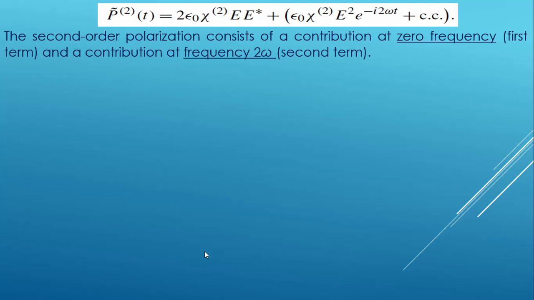So that means the second order polarization consists of a contribution at zero frequency, that is the first term, and a contribution at a frequency 2 omega in the second. Now let us see the RHS of the equation. In the RHS of the equation we have 2 terms primarily. The first one is 2 epsilon 0 chi 2 E into E star, which does not consist of a frequency. That means a zero frequency term. And in the second term we have a frequency of 2 omega.